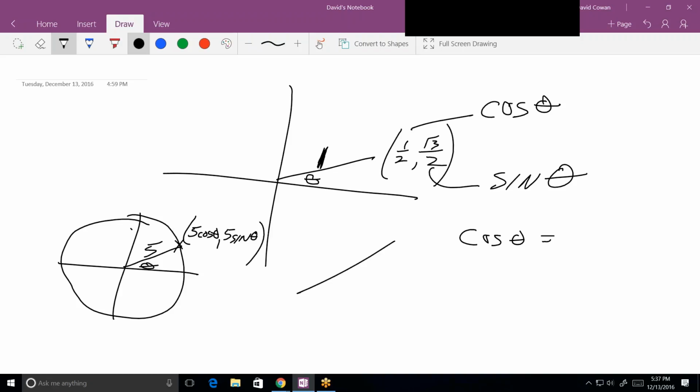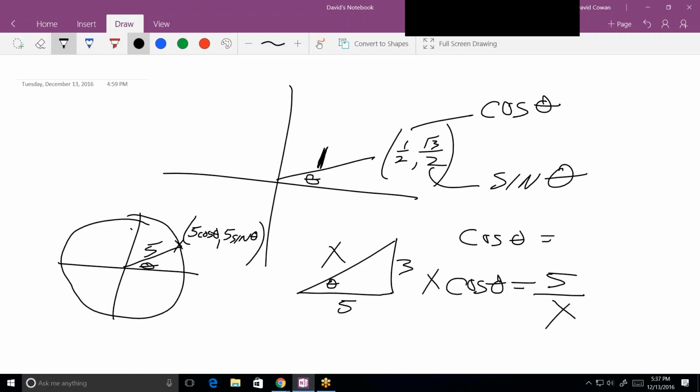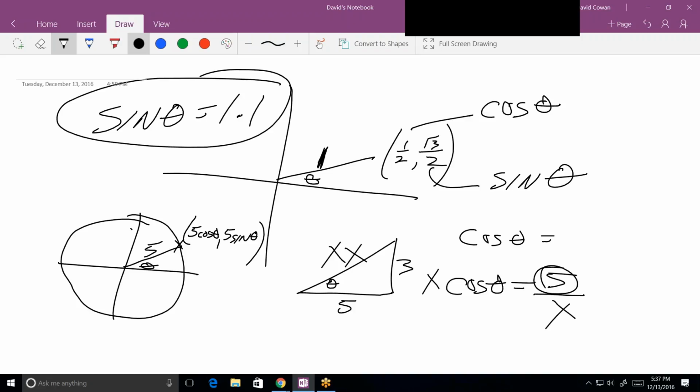But if I just gave you a triangle like this, and I said that's theta, this is 5, and that's 3, well, now that's x. So now the cosine of theta would be 5 over x, the length of whatever that is. If it's 1, then it's cosine of theta equals this number here. But always remember, sine theta and cosine theta are never greater than 1 or less than -1. If somebody tells you the sine of theta equals 1.1, that's impossible. You can never have the sine of theta being greater than 1.